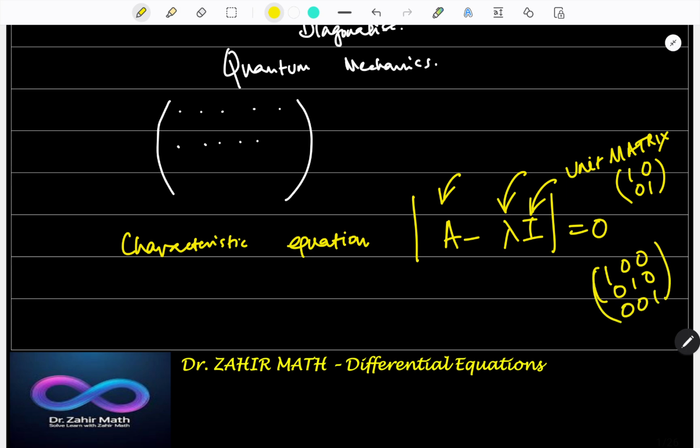So first we are going to find this characteristic equation. Once you solve this characteristic equation, you will get lambda values, and those values are called eigenvalues.